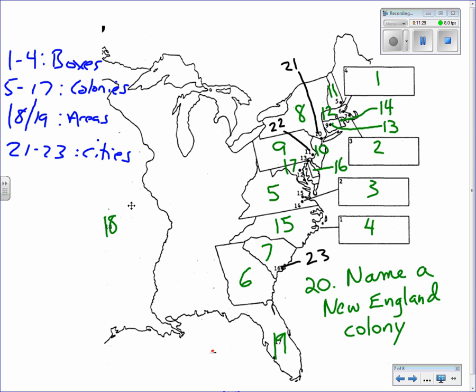18 is the area of New France. 19 down here is Spanish Florida. 20, name a New England colony. You can name any of the New England colonies, which are Massachusetts, Connecticut, Rhode Island, or New Hampshire. Any one of those 4 would have worked. 21 was pointing towards New York City. 22 pointing towards Philadelphia. And 23 pointing towards Charleston.